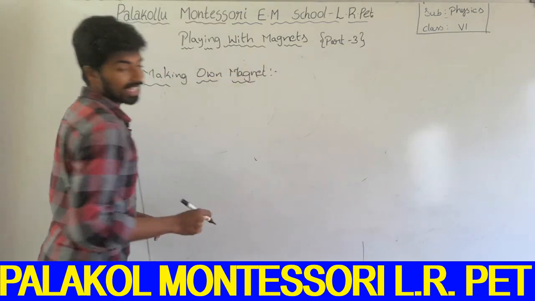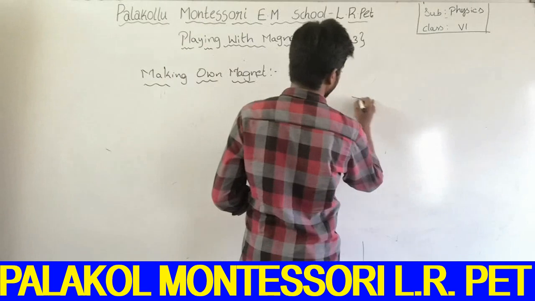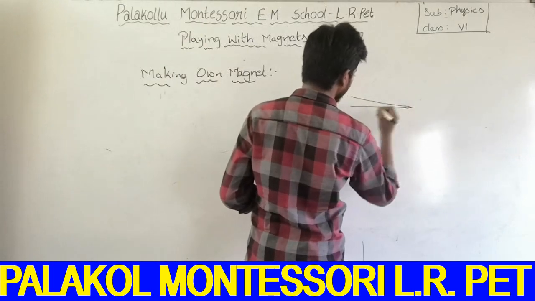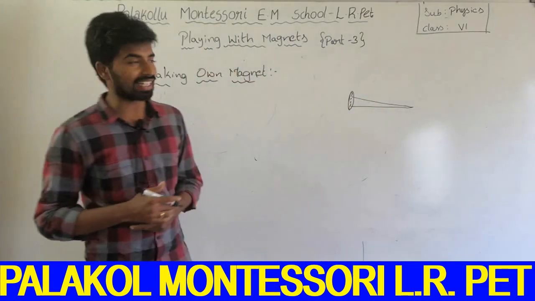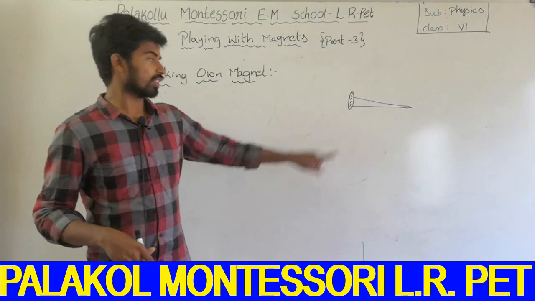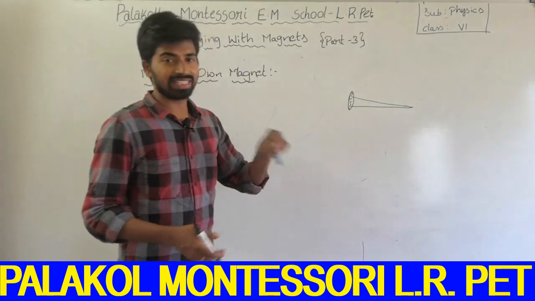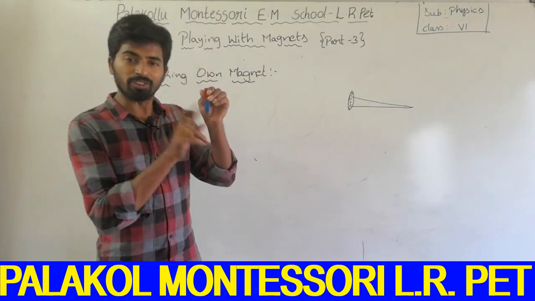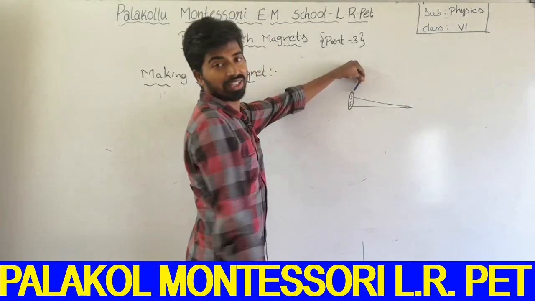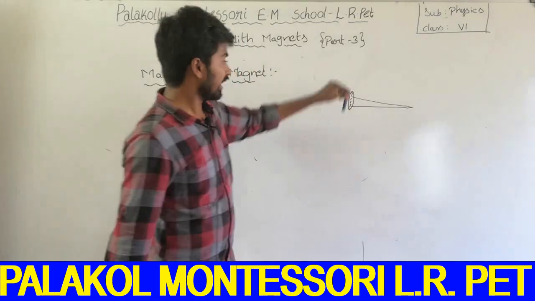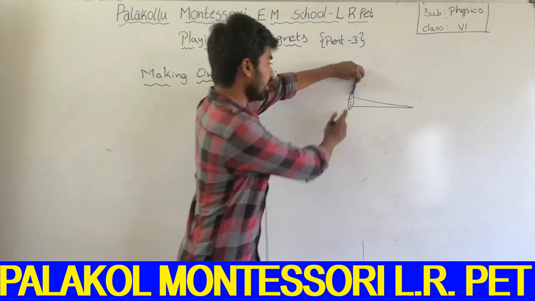So let us consider a nail, a magnetic substance. Generally we can easily get a nail; we can find it at our homes. A nail is a magnetic substance. So consider a nail and a bar magnet also. Keep one end of the bar magnet in contact with one end of the nail.